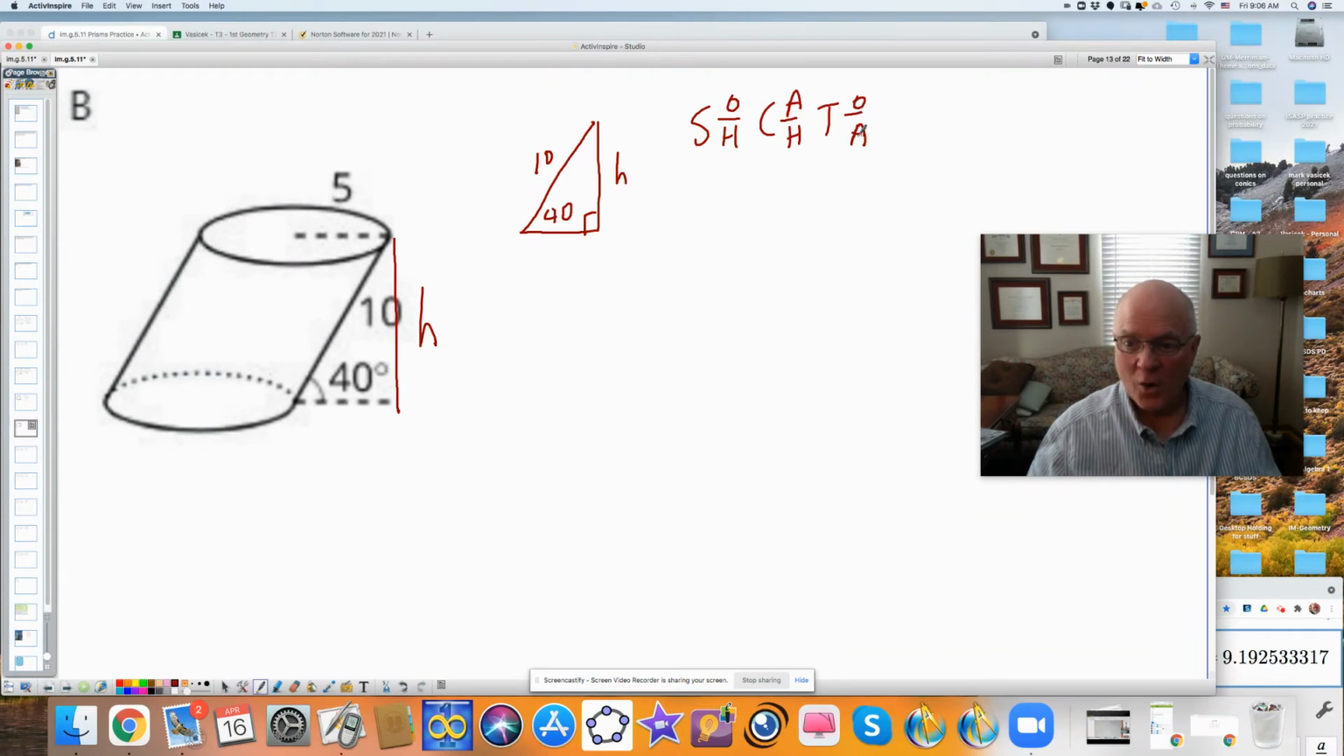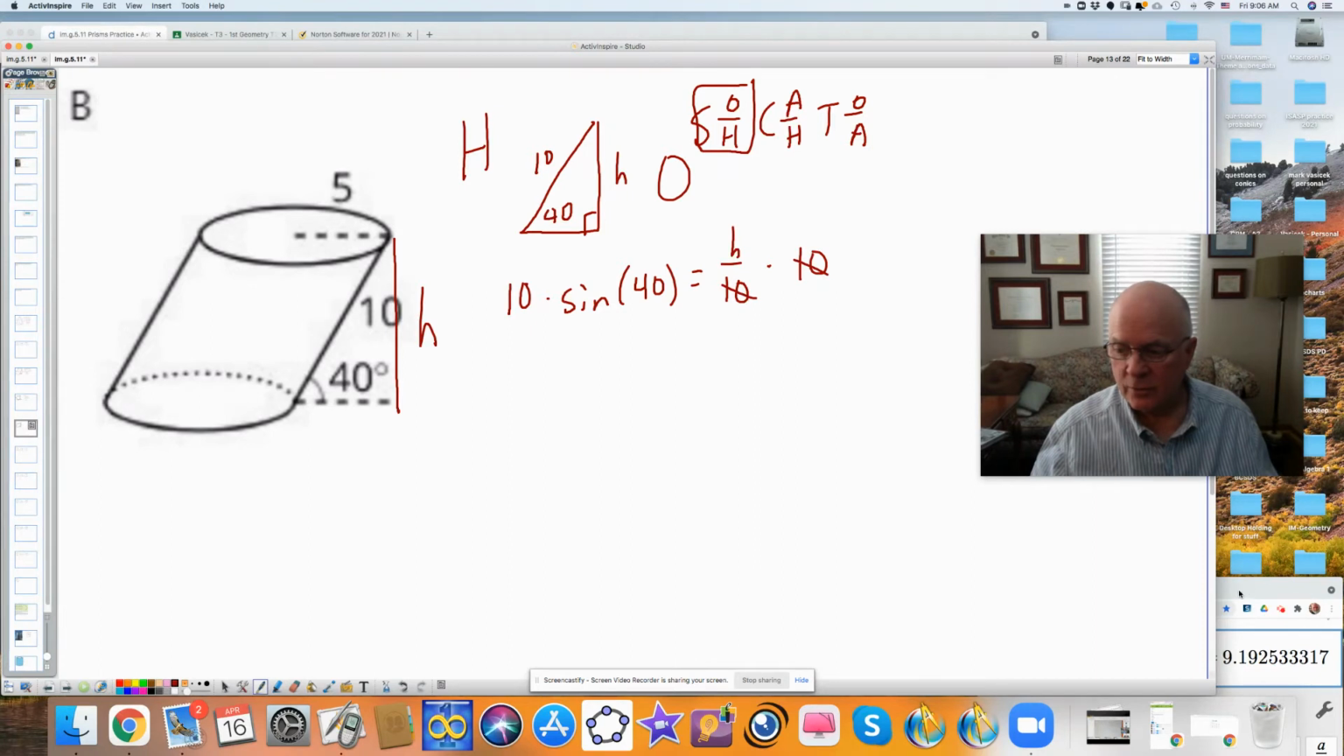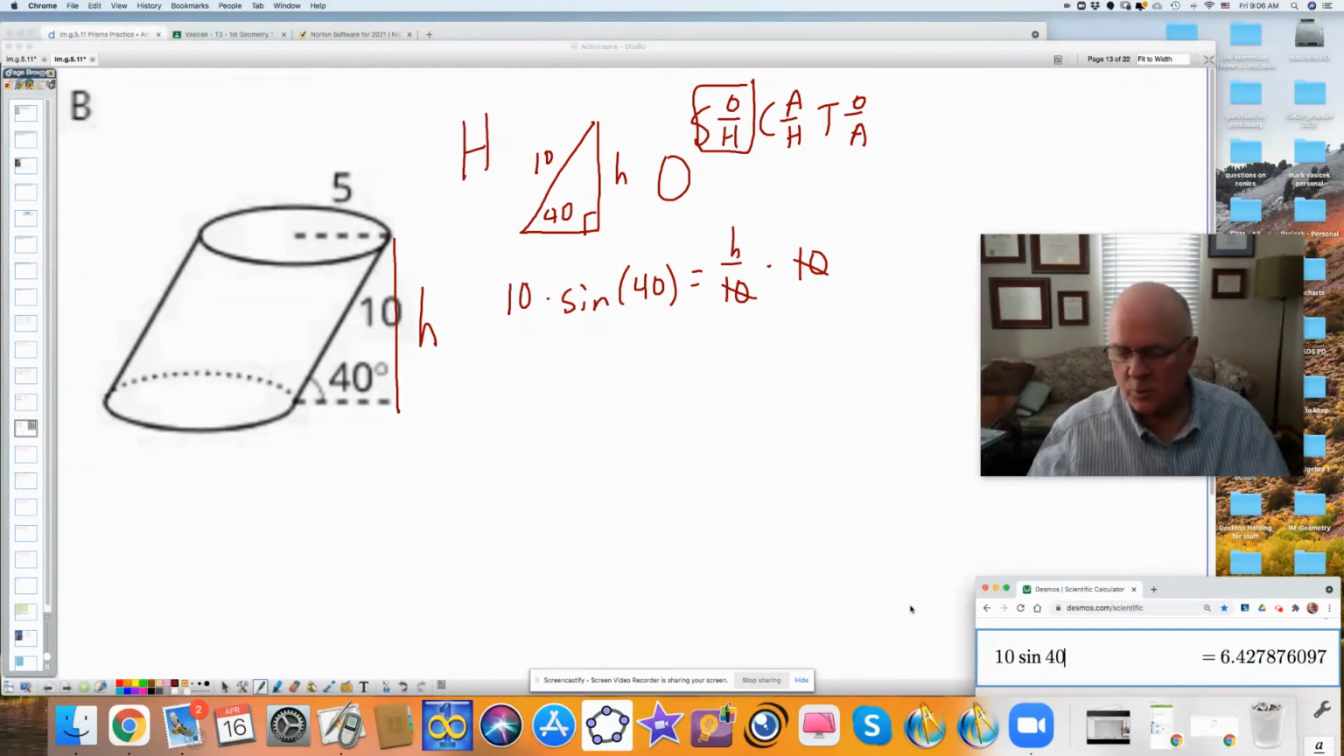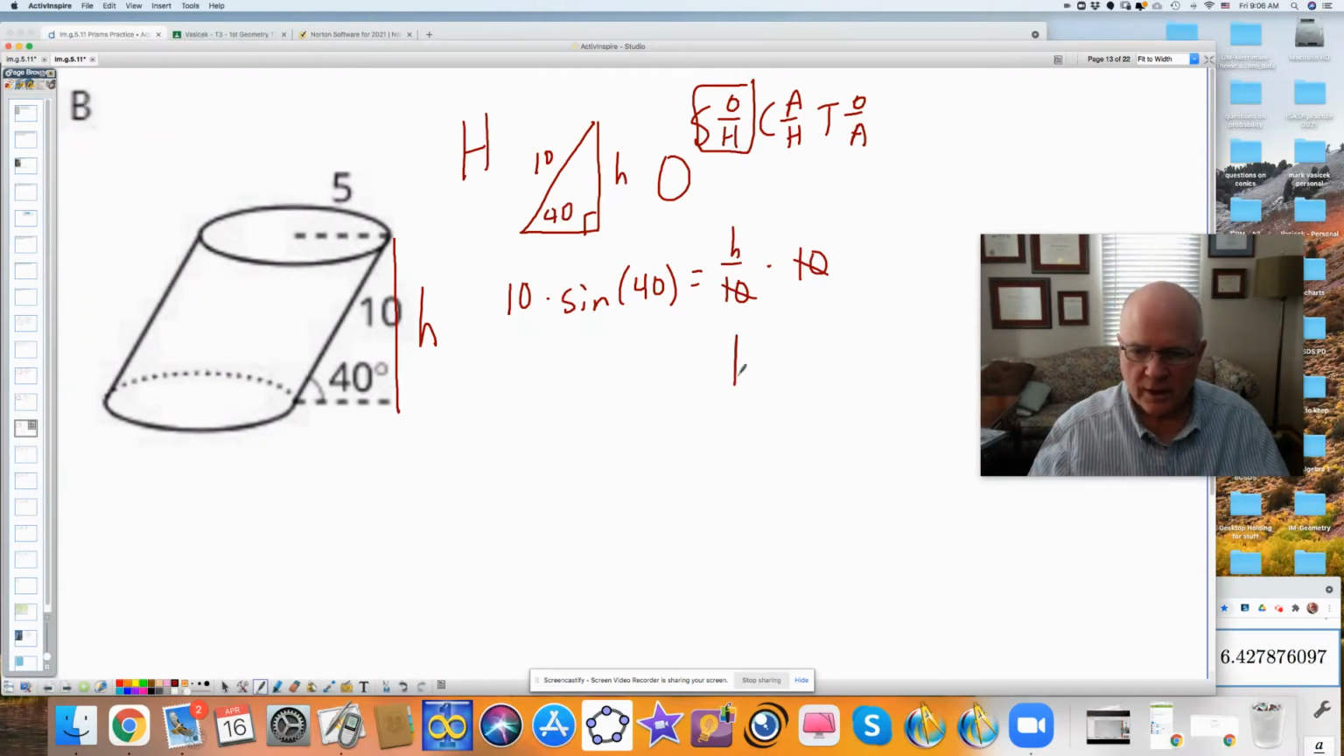and we'll try this. This is the opposite. This is the hypotenuse. So I'm going to use the sine again. The sine of 40 is equal to my height divided by the hypotenuse, which is 10. Multiply both sides by 10 to isolate the variable. These two cancel. I get 10 sine 40, which is 6.43. My height is equal to 6.43.